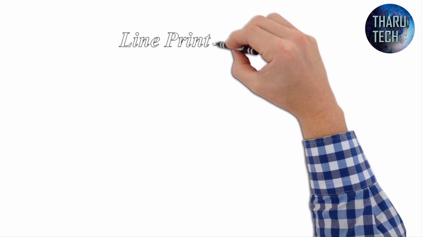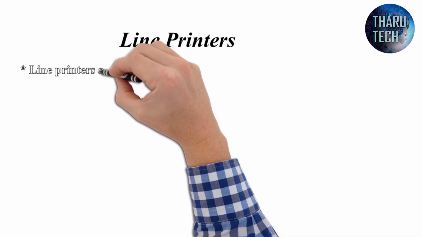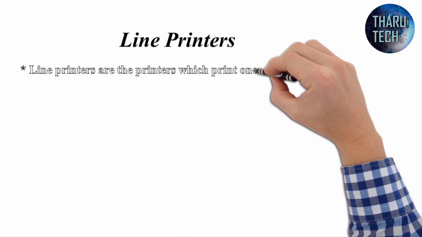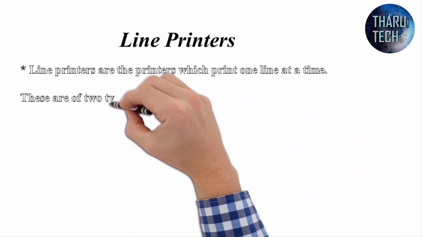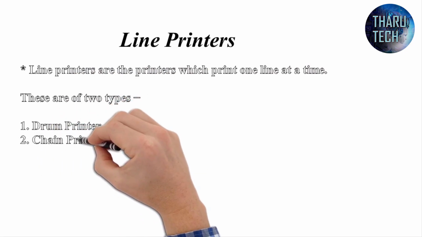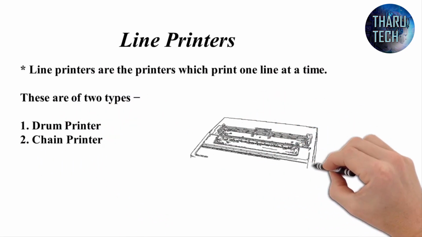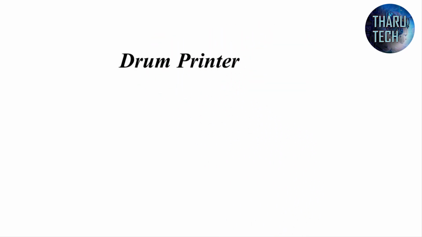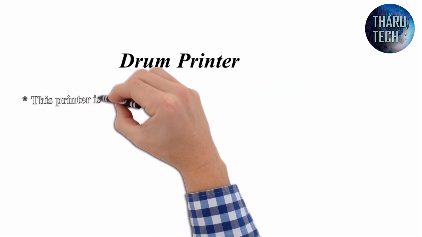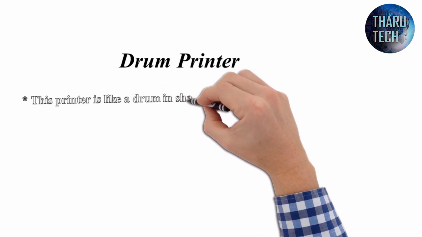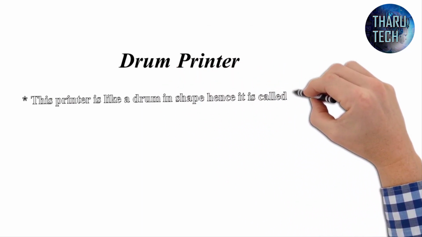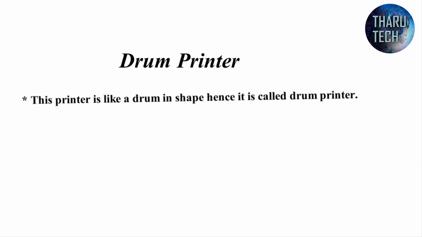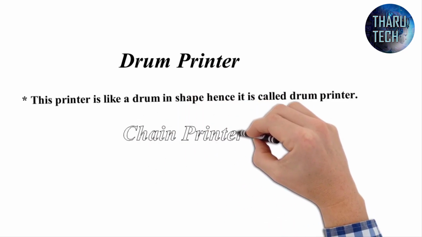Line printers. Line printers are the printers which print one line at a time. These are of two types: drum printer and chain printer. Drum printer. This printer is like a drum in shape, hence it is called a drum printer. Chain printer. In this printer, a chain of character sets is used, hence it is called a chain printer.